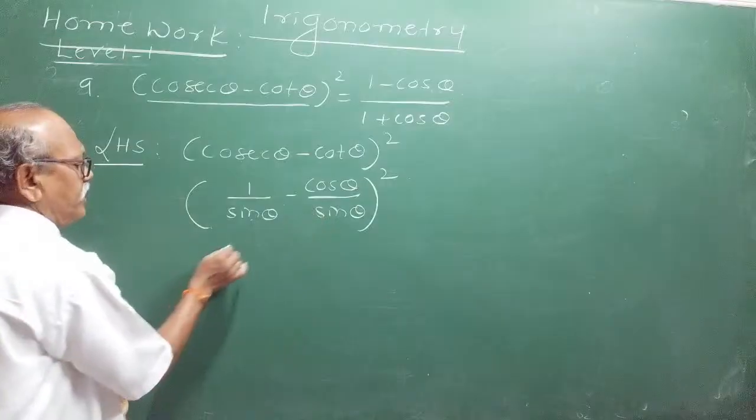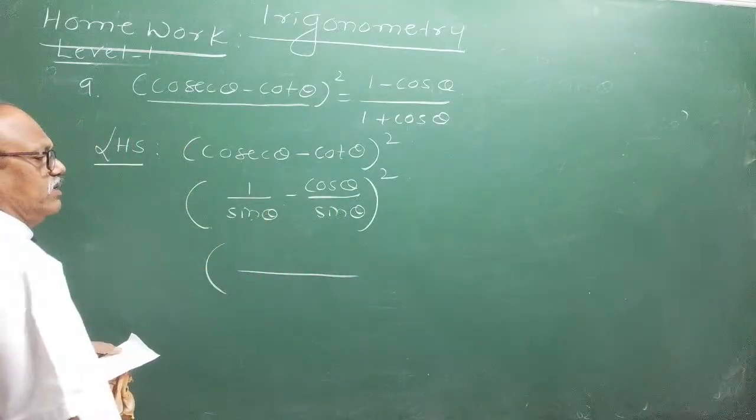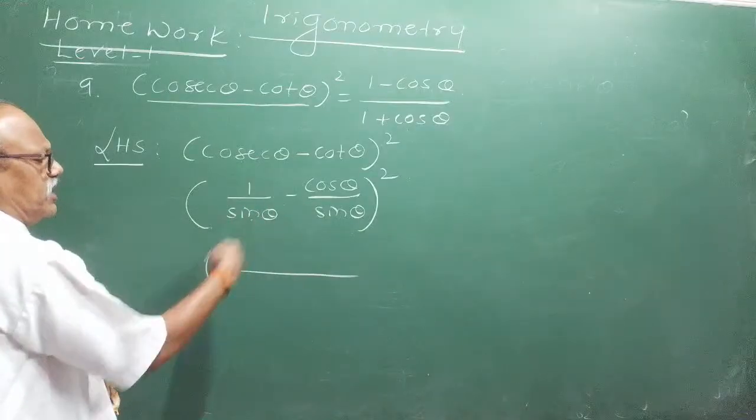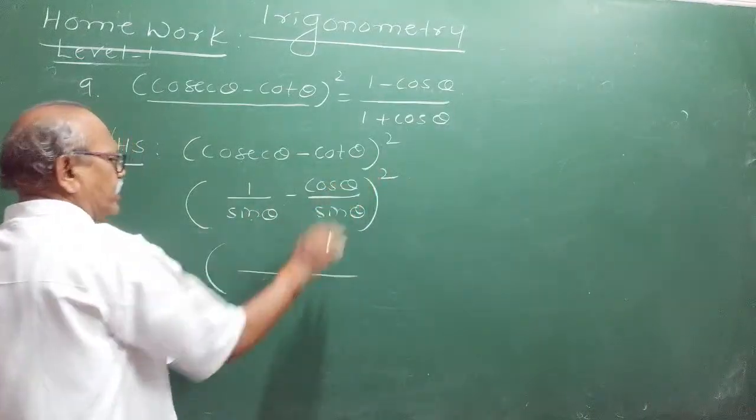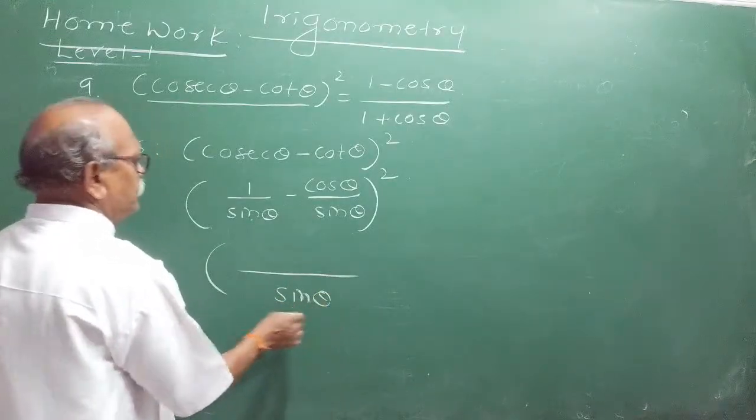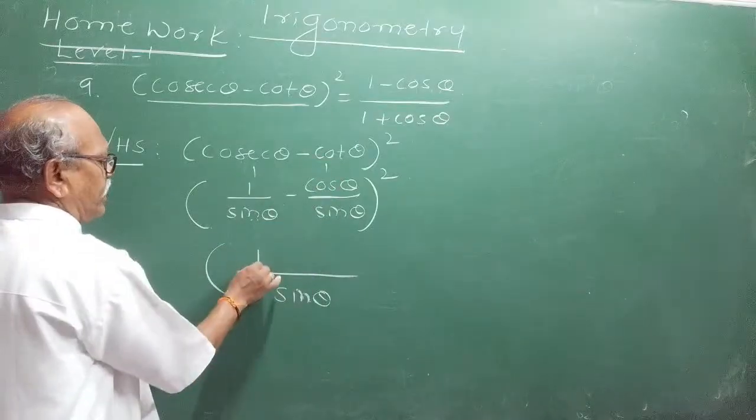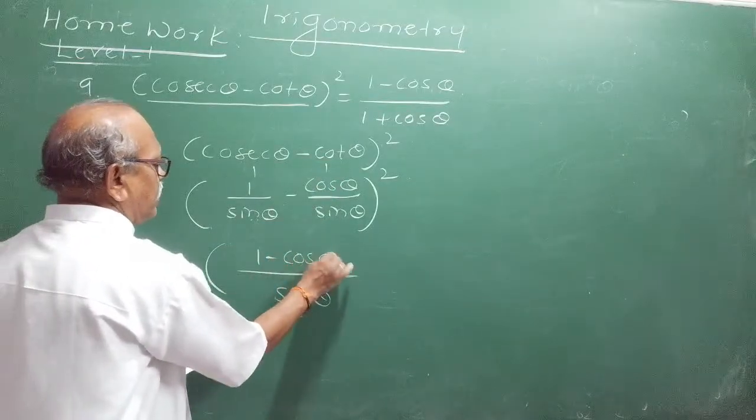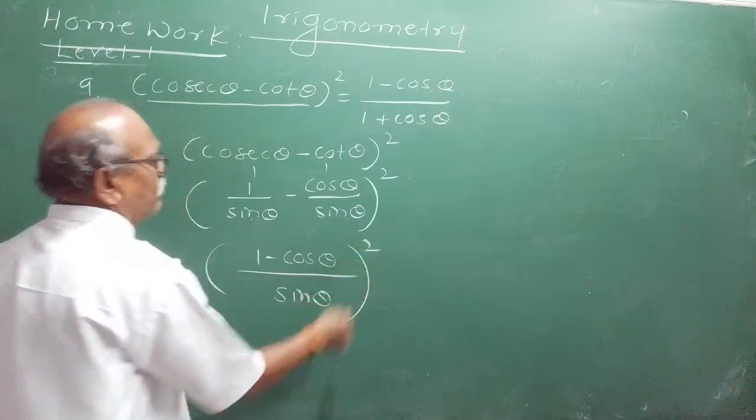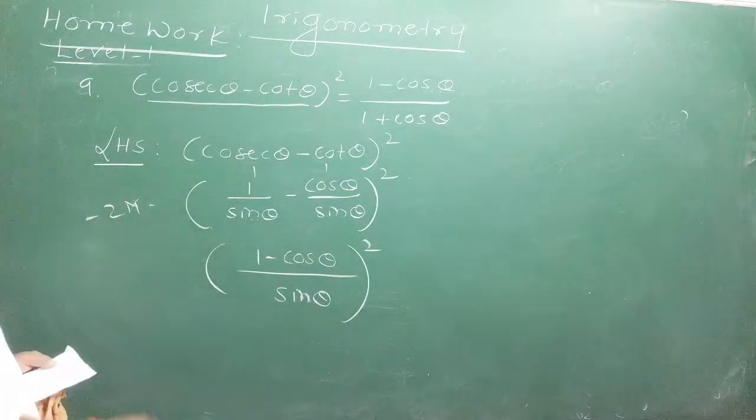Observe, the denominator is the same. Therefore, take the LCM, like you do in arithmetic addition and subtraction. Let it be squared there only. You can write it as sin theta. In the numerator, you get sin theta into 1, so you will get 1 minus cos theta, the whole square. The problem is very simple. It may appear for 2 marks.